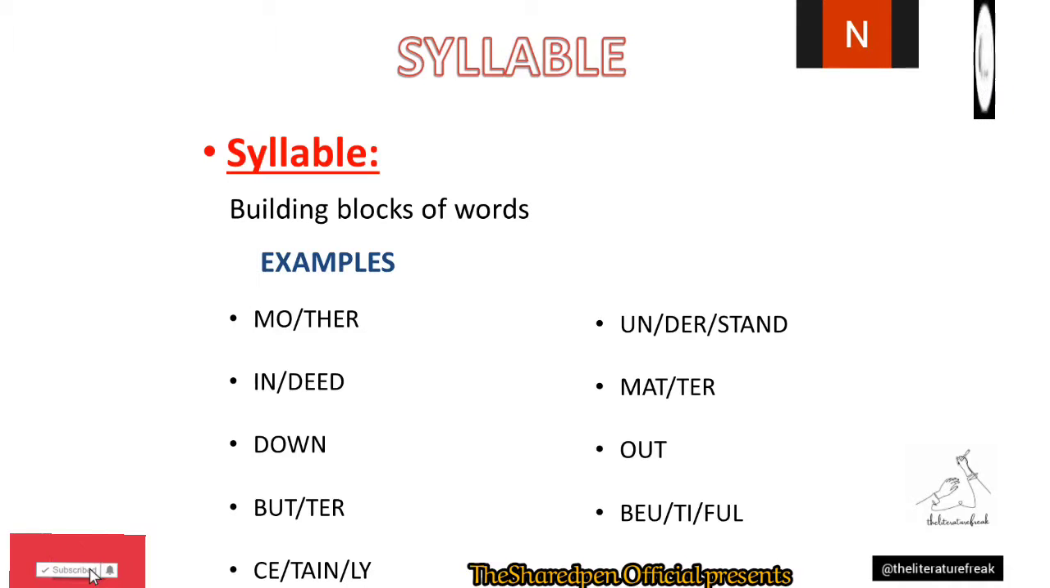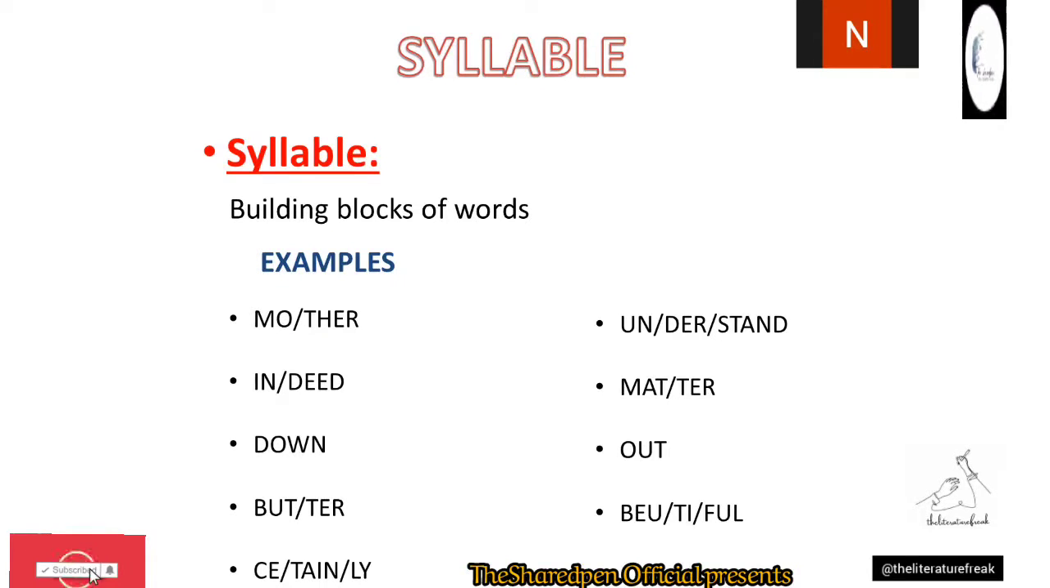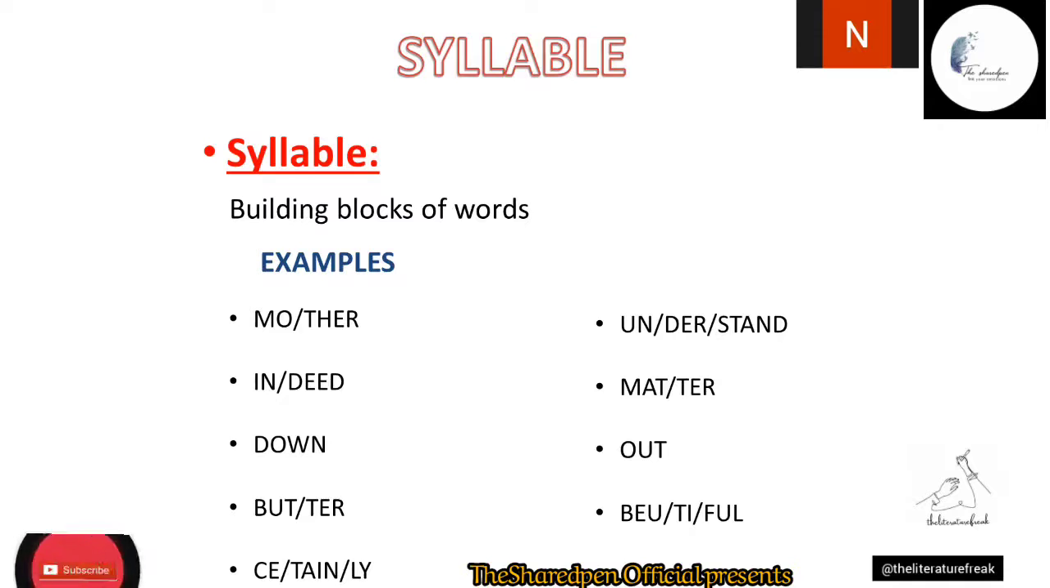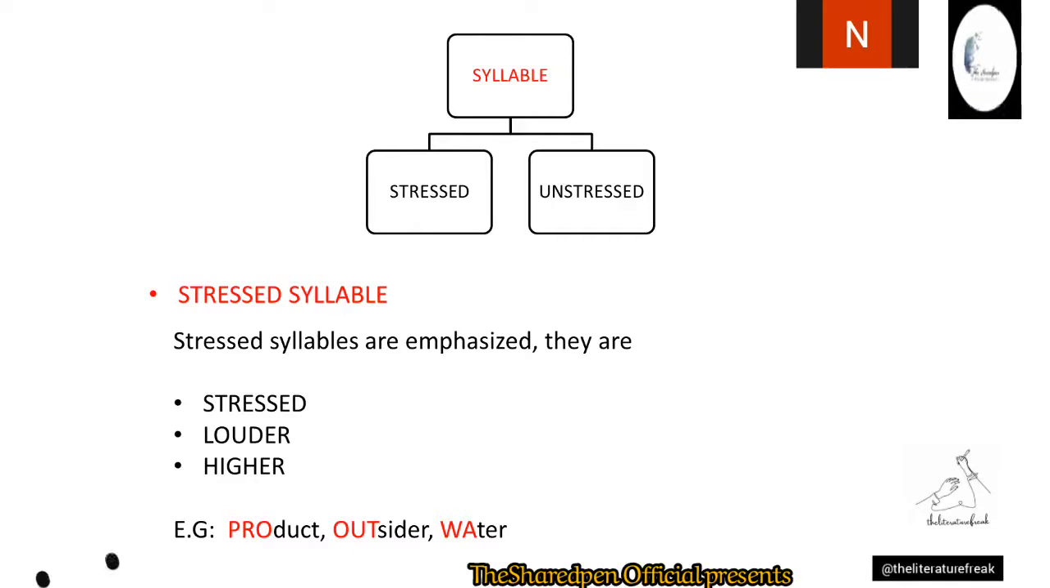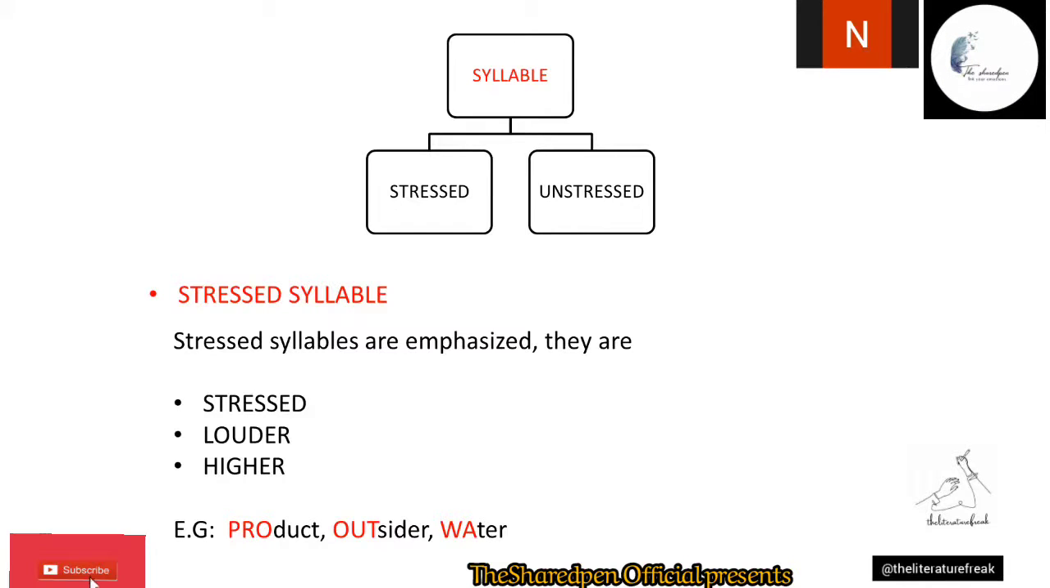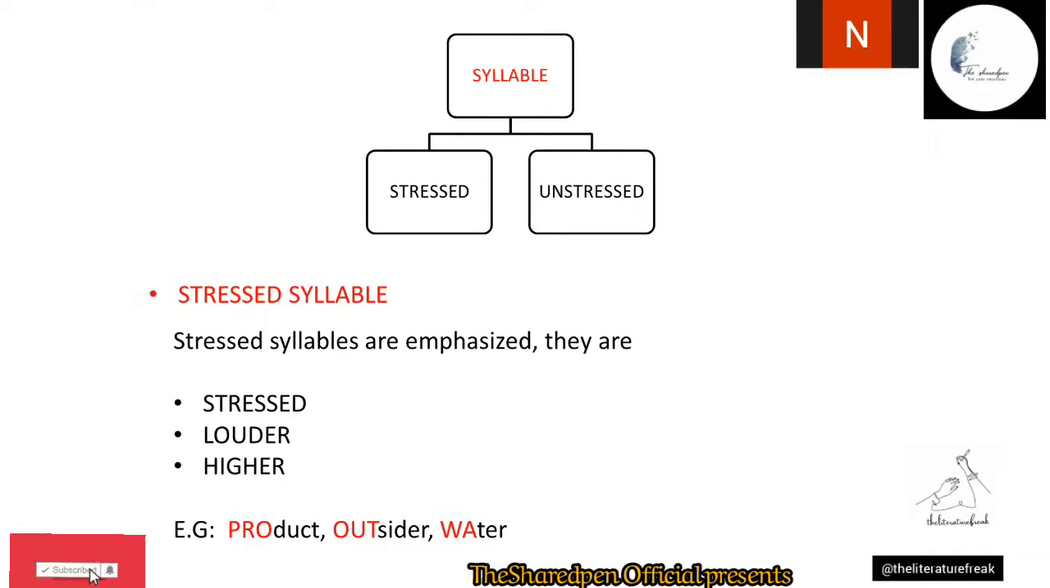It seems like a mere concept, but this is the basis of all poetry. When we start writing poetry, this is the basic thing. This is taught in third or fourth or fifth class, but it is the basic thing. And moving forward, syllables are of two types, stressed and unstressed syllables. What are stressed syllables? When we pronounce a word, the parts which are emphasized, stressed, louder and higher in pronunciation are called stressed syllables.